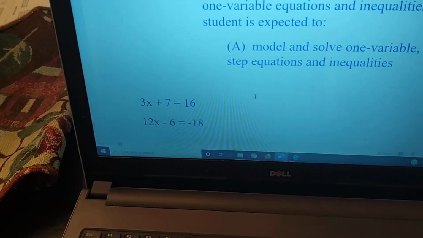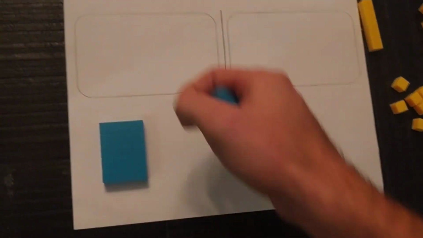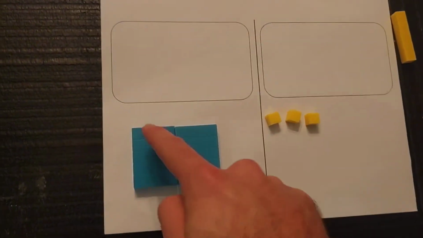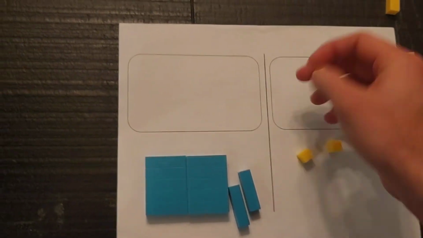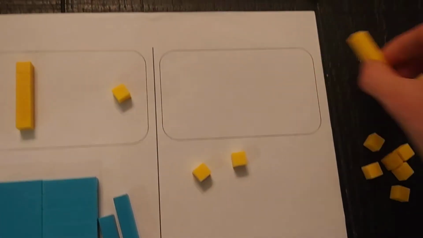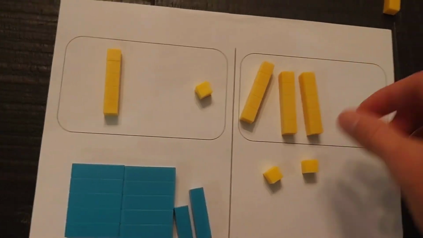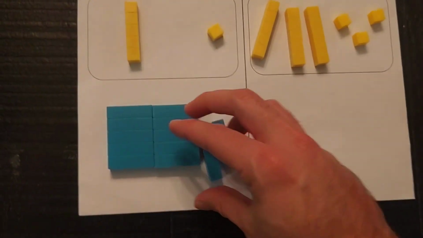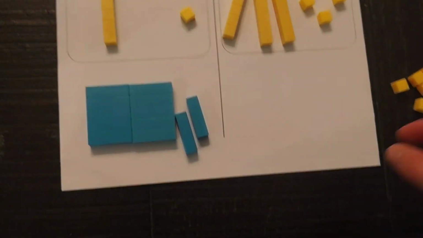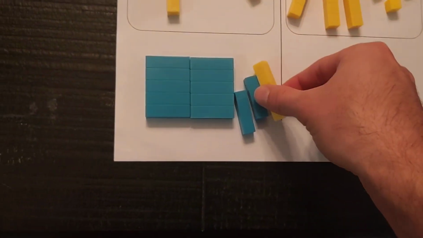All right, so for our other equation, we had 12x minus 6 equals negative 18. So we'll build that really quick. We have 5, 10, 11, 12, and then we had minus 6 and negative 18. So I have these two here, so I'll put them there. What we would do first is add 6 to both sides, just like we would procedurally.